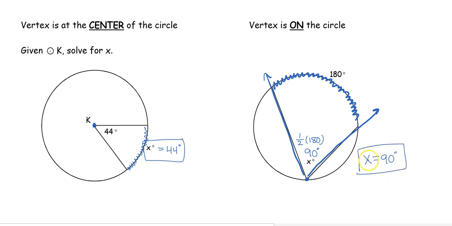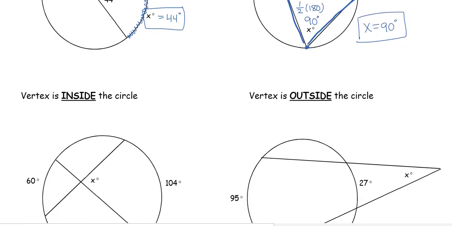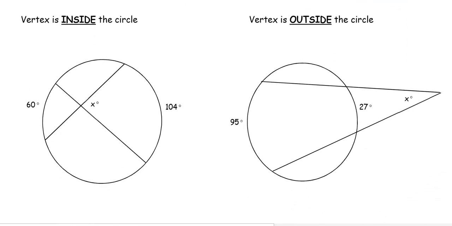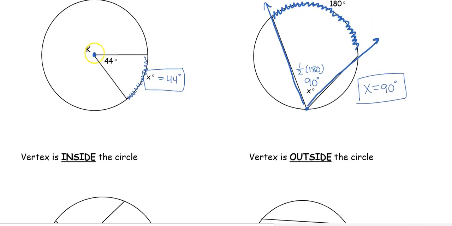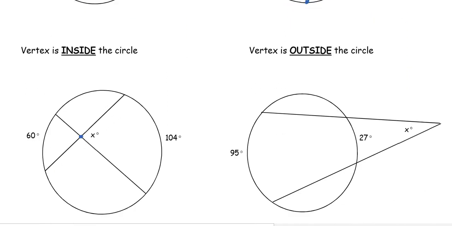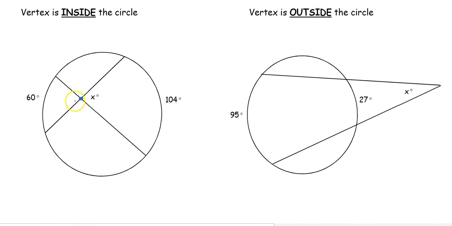We've talked about those two different relationships. So what happens if the vertex is not the center or on the circle? The other two cases are when it's inside versus outside. And we're going to have two different formulas for this. So here, x is the angle that we're trying to solve for. That vertex is on the inside, but it's not the inside where it's at the center. If it's at the center of the circle, it's a central angle. But this is inside the circle, not at the center.